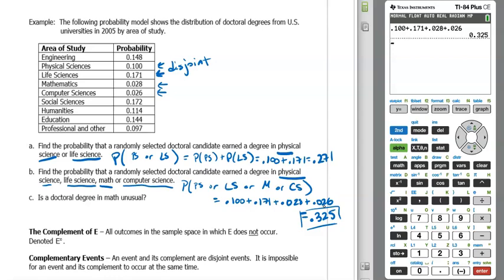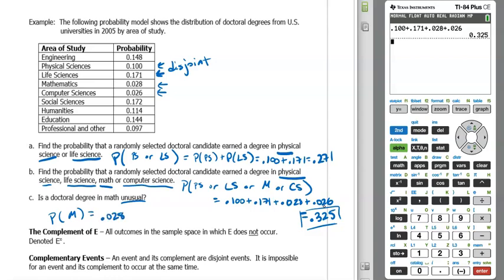And then what about, is a doctoral degree in math unusual? Can you remember what it means, unusual? There's this general standard that we have for something being unusual. The probability for the math degree, so probability of math, we already have it from the table, is 0.028.